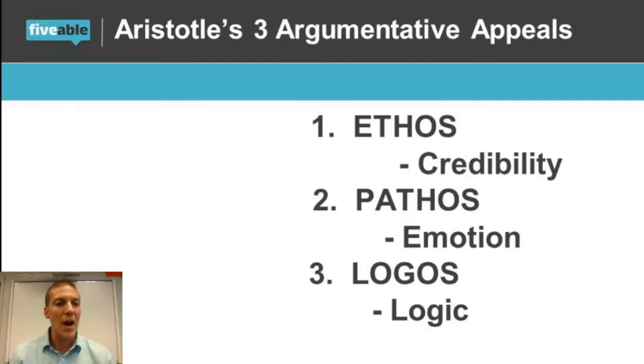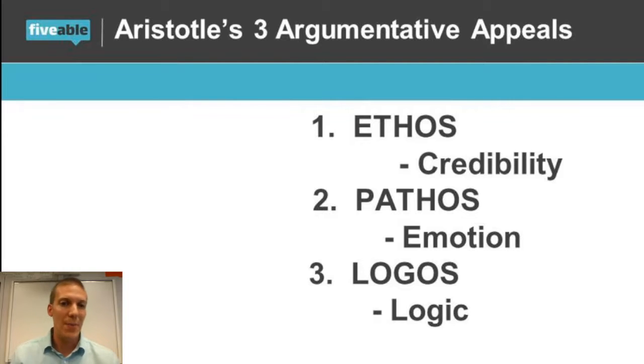Let's get started talking about the rhetorical triangle and the foundation of argument. Before we jump into the triangle itself, let's talk about ethos, pathos, and logos. These are the three argumentative appeals that Aristotle decided are the foundation of argument. We still use them today. You've probably heard about these in your class.